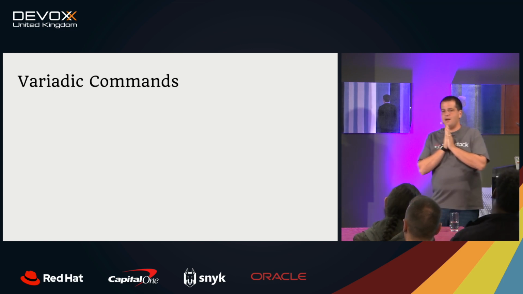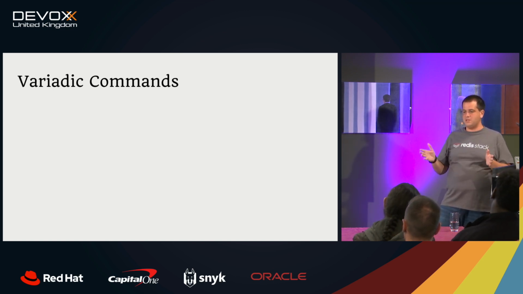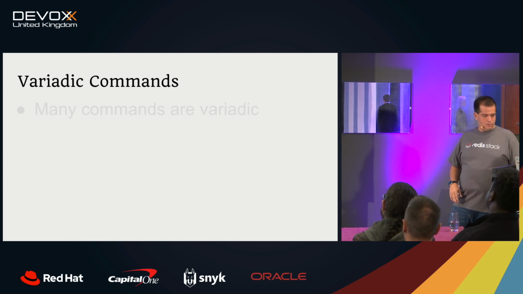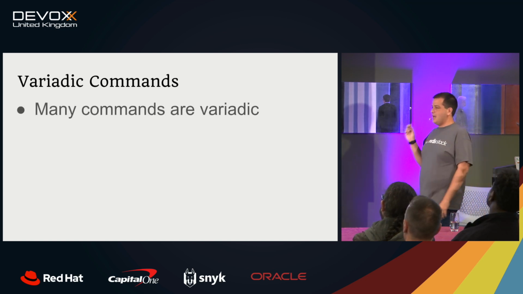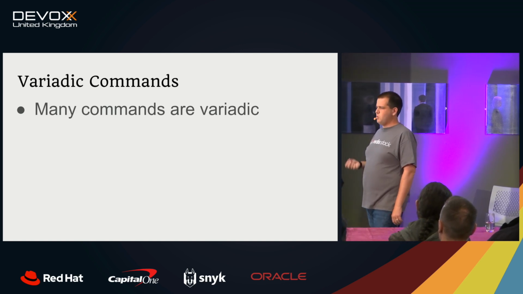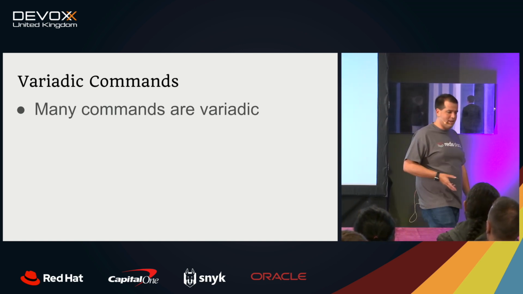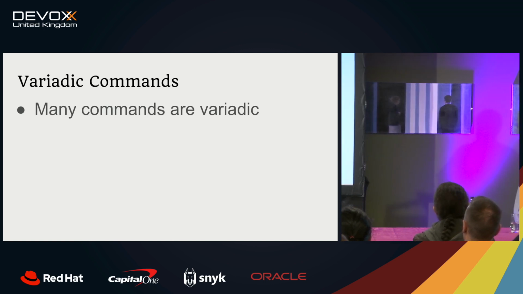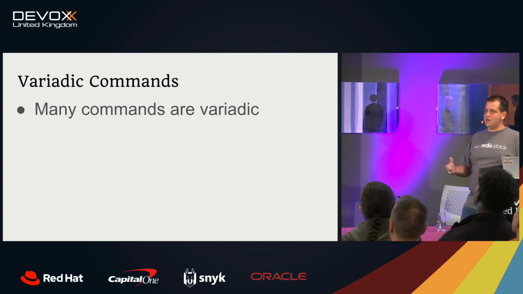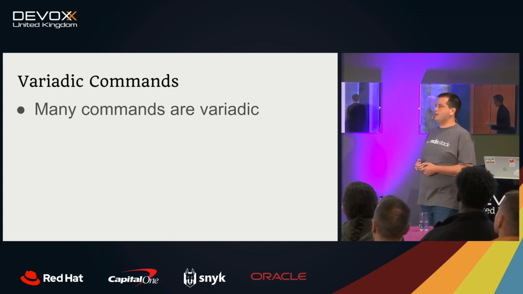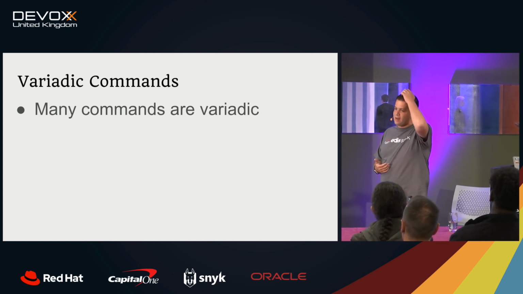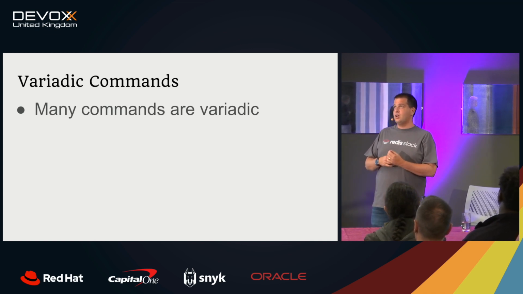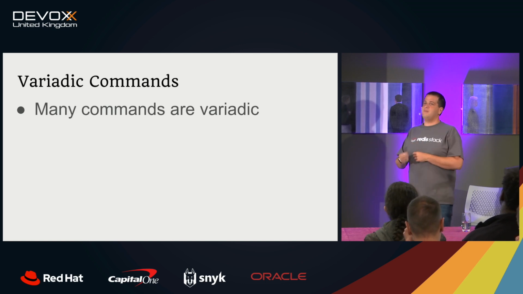Variadic commands. For those of you that don't know what variadic means, it just means that your command can have multiple numbers of variables. You could have a variable number of variables. So many commands are variadic. Like the HSET command I showed you before, the XREADs I showed you, I think the XADDs, they're all variadic commands that allow you to pass in multiple fields or multiple different things. So you don't have to make multiple round trips to complete the same set of operations. So if you see yourself calling the same thing over and over again in Redis, you might want to check to make sure that the command you're using isn't variadic, or that there's not some other command that allows it to be variadic.